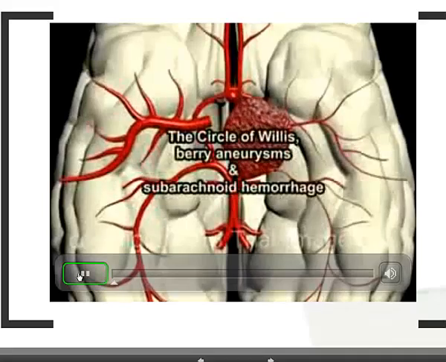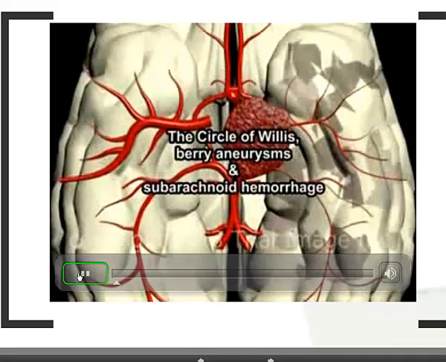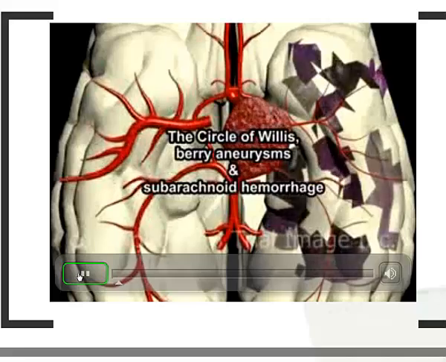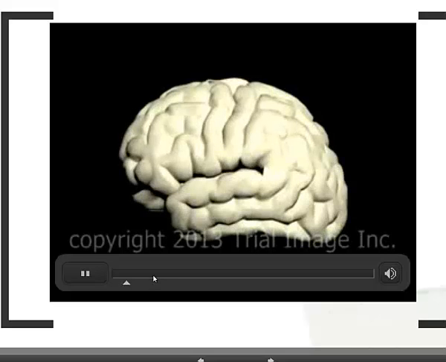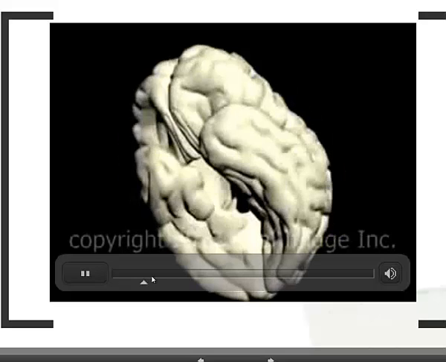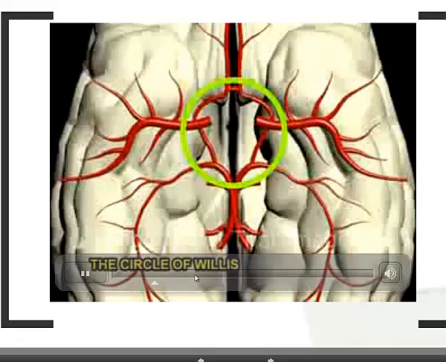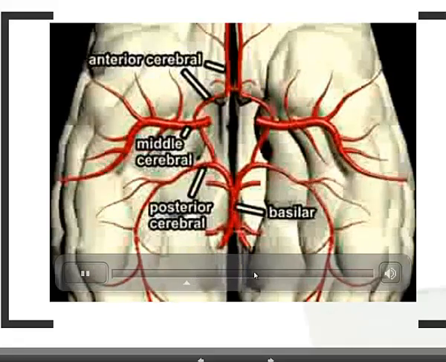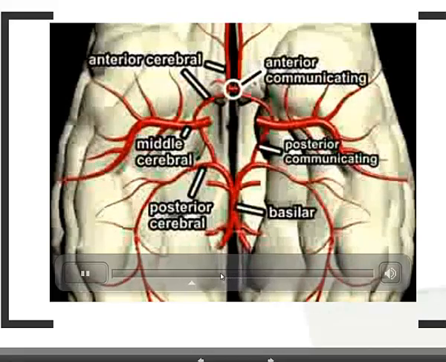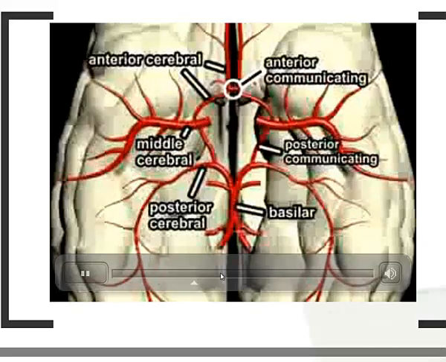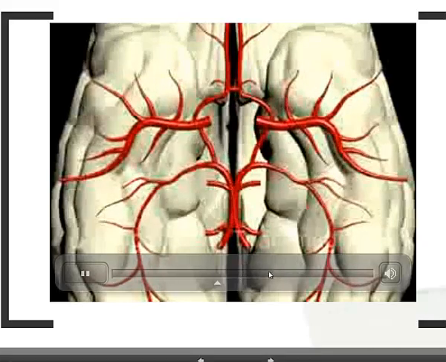This is Dr. Cal Shifley with a review of the circle of Willis, berry aneurysms, and subarachnoid hemorrhage in the brain. To begin, let's take a look at the anatomy of the circle of Willis. Higher blood flow to the brain. Posterior communicating and anterior communicating arteries complete the circle.